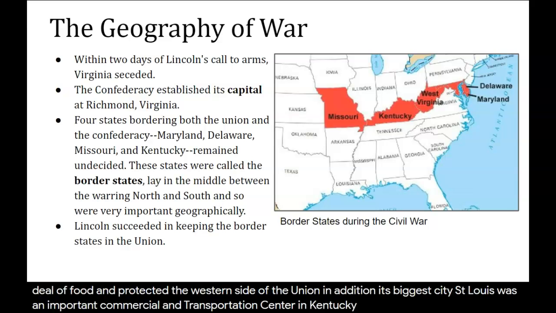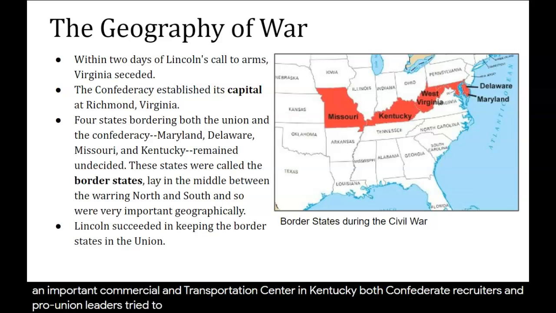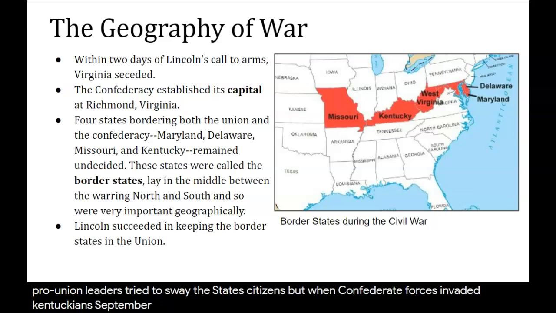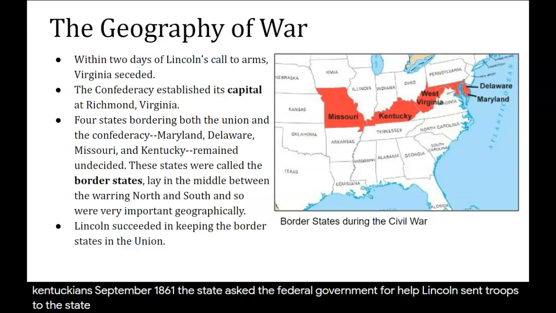In Kentucky, both Confederate recruiters and pro-Union leaders tried to sway the state's citizens. But when Confederate forces invaded Kentucky in September 1861, the state asked the federal government for help. Lincoln sent troops to the state. The invaders were driven out, and Kentucky stayed in the Union.